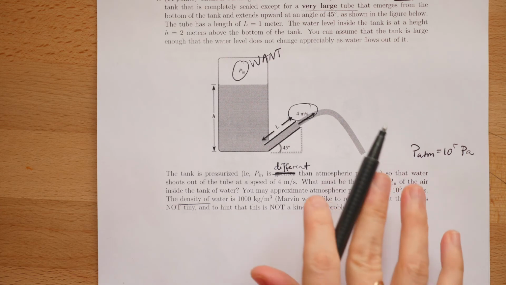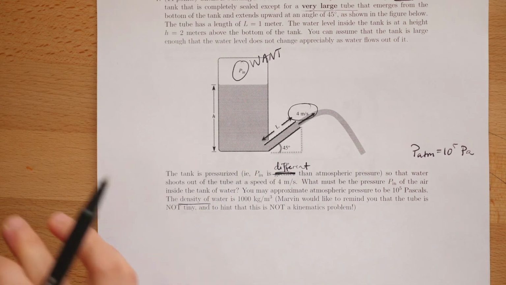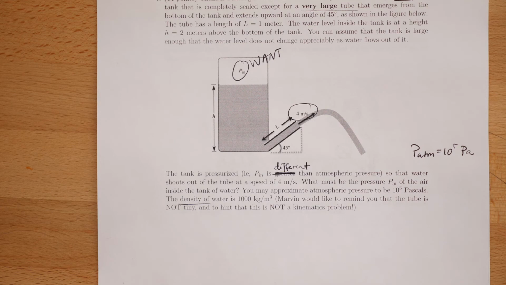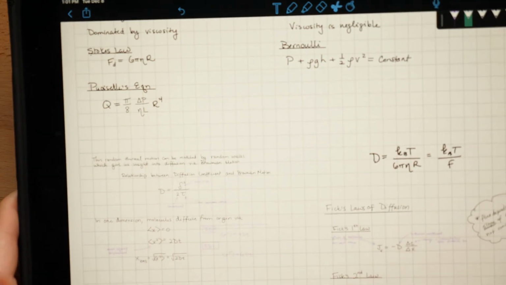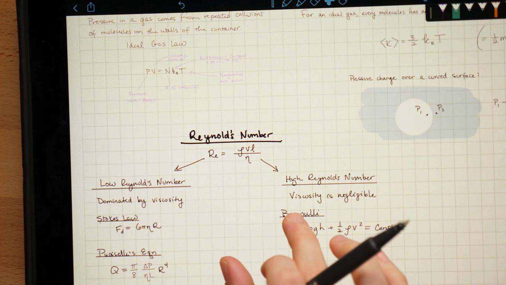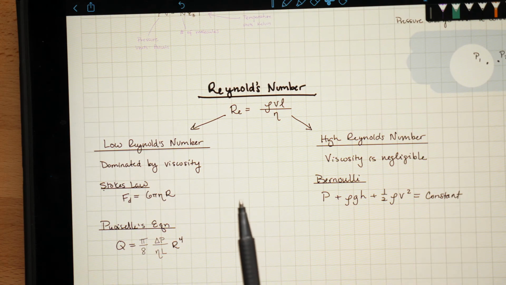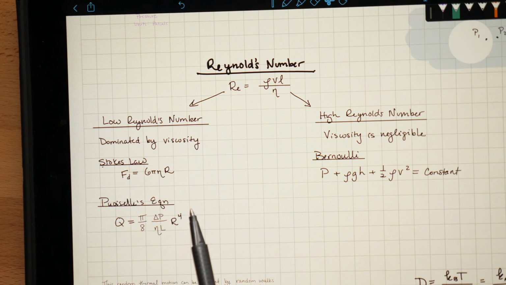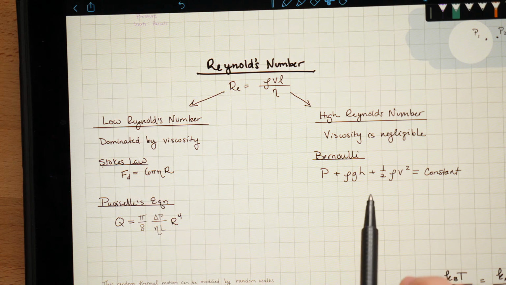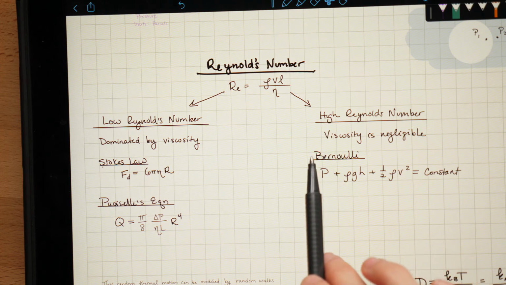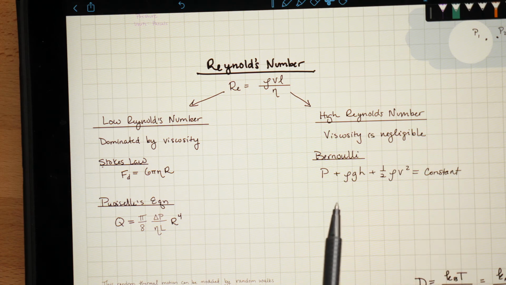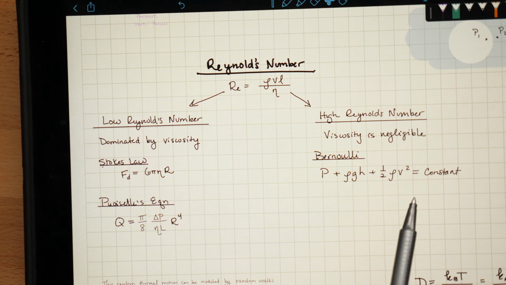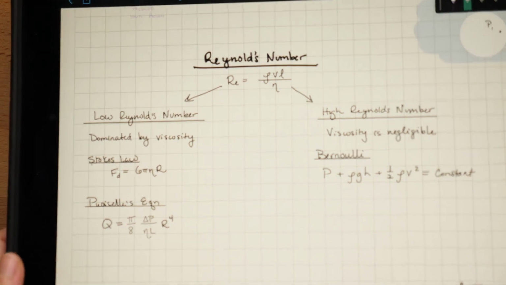So you'll notice that there's nothing about viscosity in this entire problem. When you're trying to figure out what equations to use for fluid flow, you've got two options depending on the Reynolds number. Nothing in this problem hints at a small Reynolds number. There's no mention of viscosity and no mention of anything tiny. There is a mention of density, which shows up in our column for high Reynolds number, strongly hinting that we should be using Bernoulli for this. So let's try that.